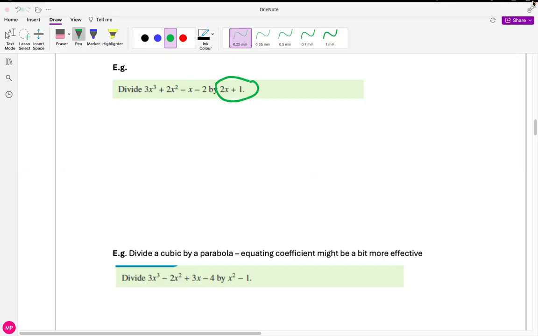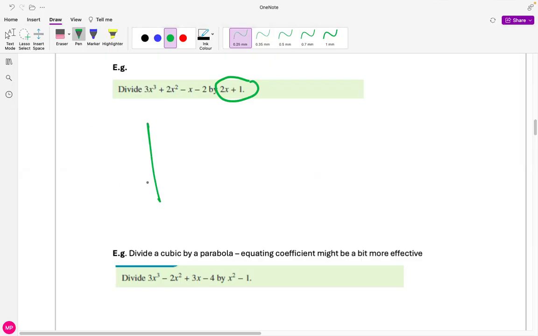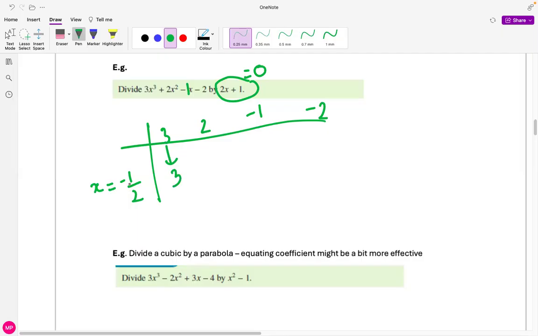So you're pretty much doing the same thing. However, when you draw a table, you have 3, 2, negative 1, negative 2. 2x plus 1, if you let that equal 0, you get x equal negative a half. Okay? So number 3, you bring it down. Then you do negative a half times 3 plus 2. Negative a half times 3 is negative 3 over 2. And then when you add 2, that becomes 1 over 2.